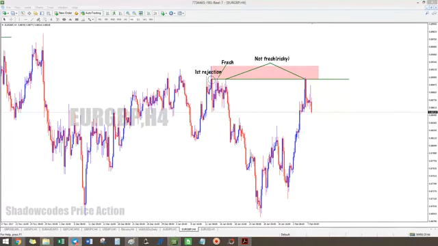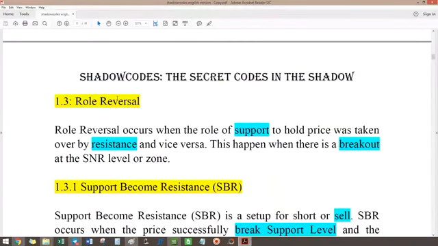If there is first rejection trade, there is no first support. Okay, understand. All right, so I will proceed with today's lesson, role reversal.